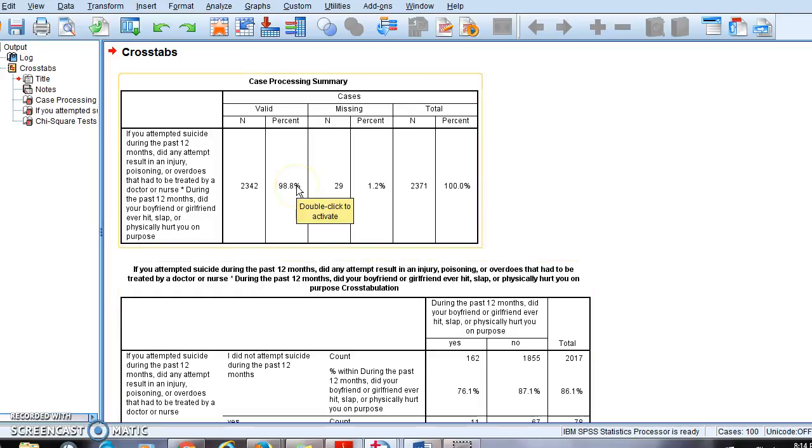So the first part right here correlates to the first question. So we had 2,342 students who responded to the first question, and that was 98.8% of all of the students in the survey. The second box with 29 students and 1.2% correlates to the second question. And then the third box, if you add 2,342 and 29 together, you get 2,371, and also a percentage of 100%. So these are the students who answered both questions.